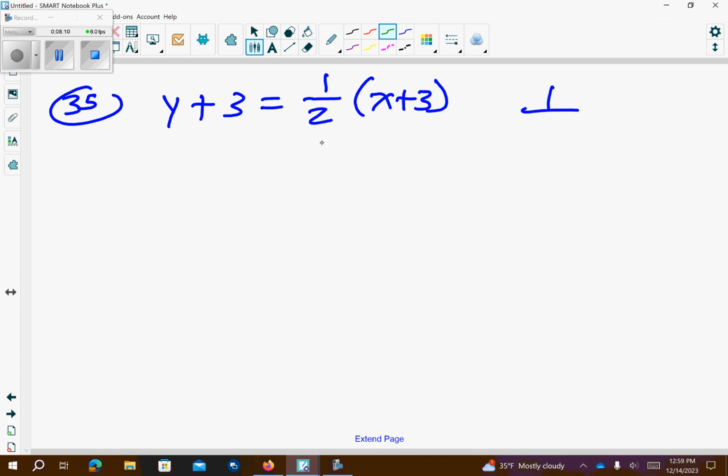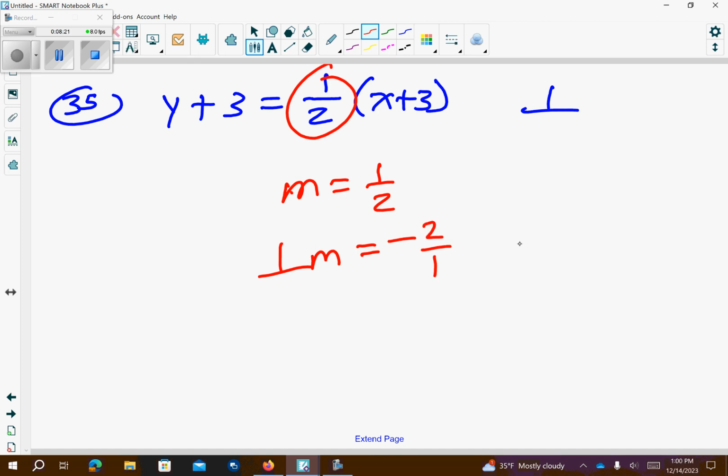35, we want to find the perpendicular slope. So this is my slope right now. The perpendicular slope, that upside down team, it's going to have to be negative because it was positive up here, and I'm going to flip it over. So this could also be written as negative 2, so figure out which answer that works with.